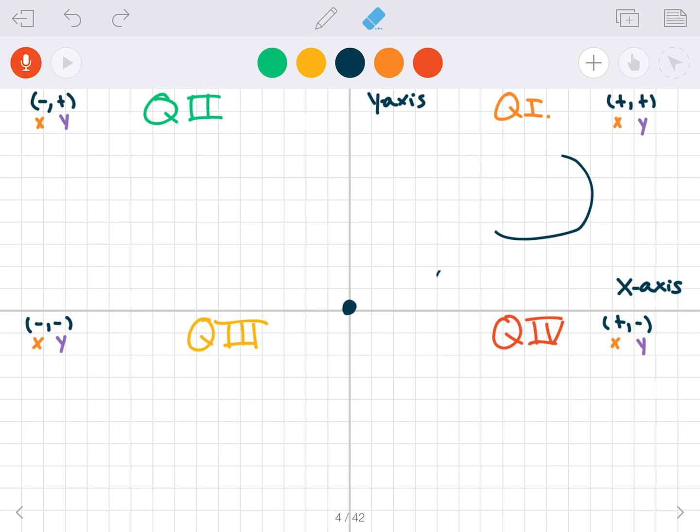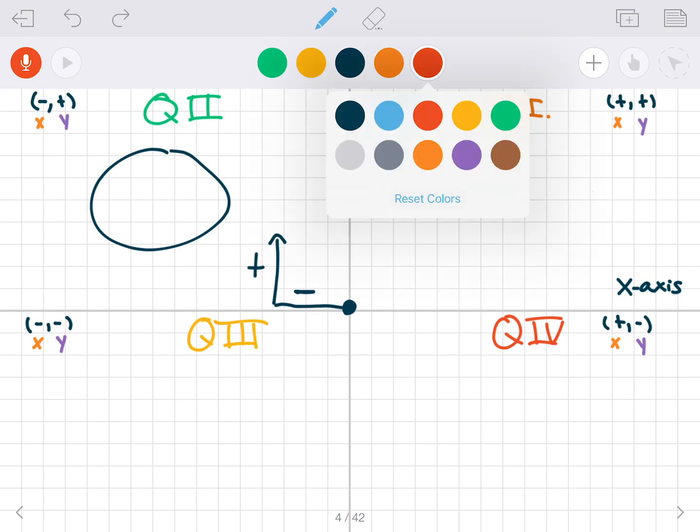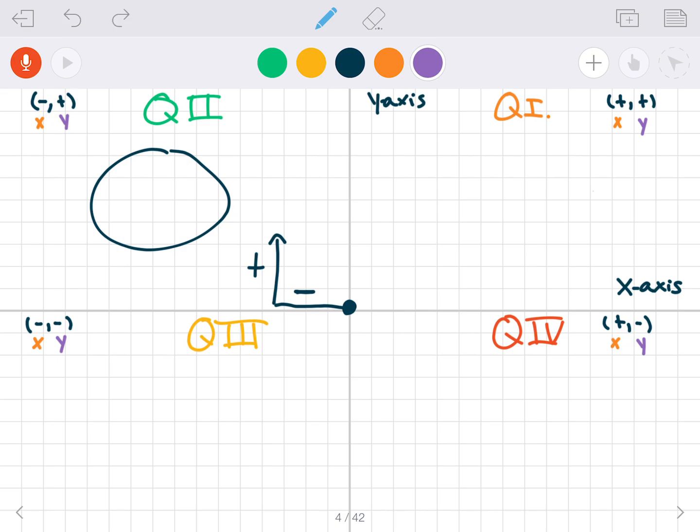Okay, so same thing with quadrant 2. I want to get here, and so I have to go to the left, which corresponds to a negative, and up, which corresponds to a positive. And so the left corresponding to a negative corresponds to x being negative, and the up corresponding to positive corresponds to this.